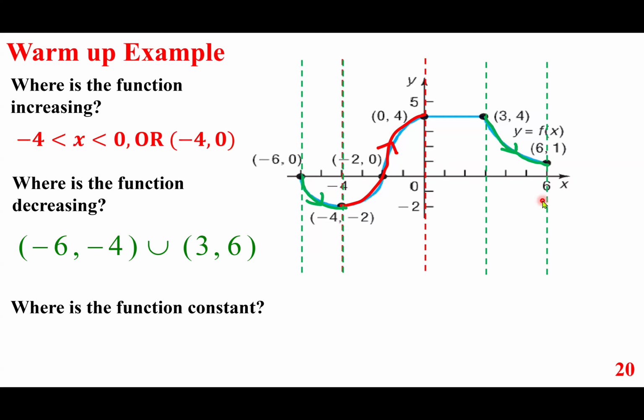And again, parentheses. Where is the function constant? It's wherever it shows a horizontal line. In this case, this portion is a horizontal line segment from here to here. So from 0 to 3.